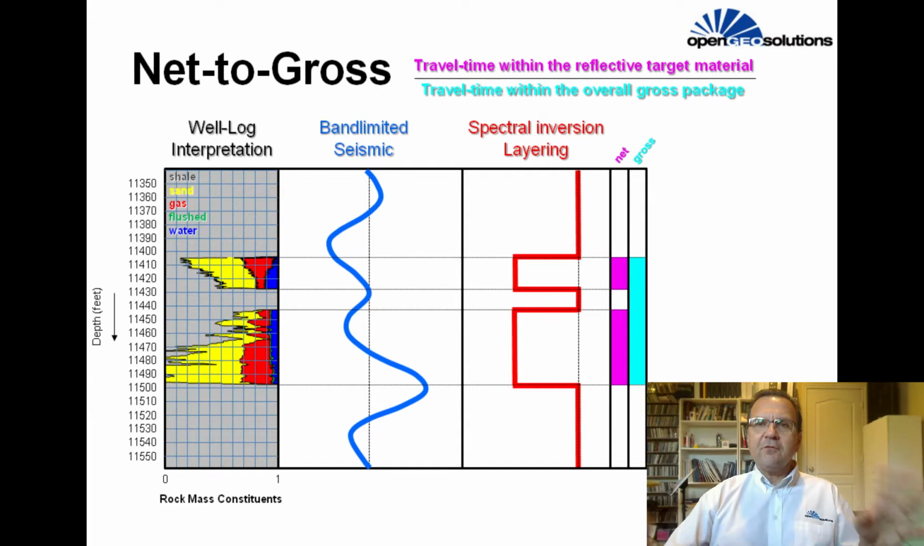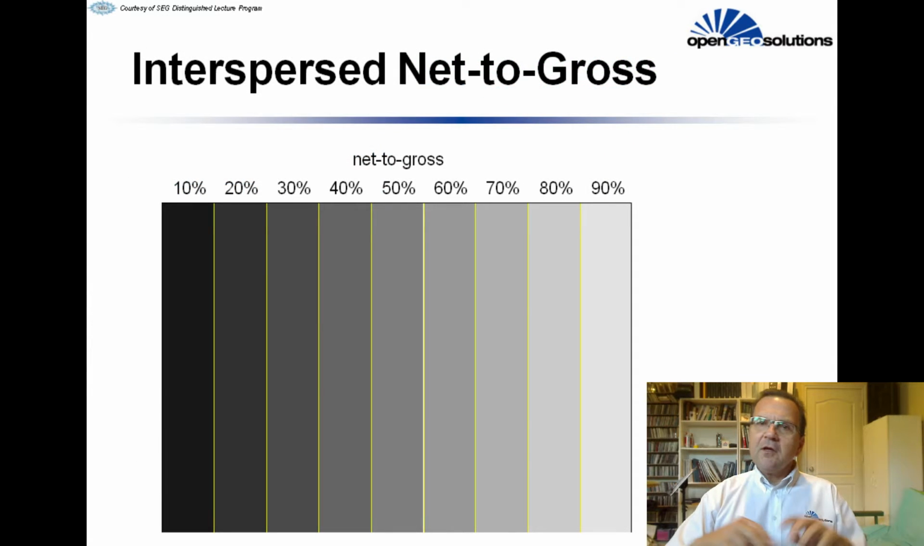To illustrate the importance of distribution, let's take a look at some very simple cartoon examples. To start with, here is a set of strips that shows an interspersed form of net to gross, ranging from 10 to 90%, where black represents 0% and white represents 100%.